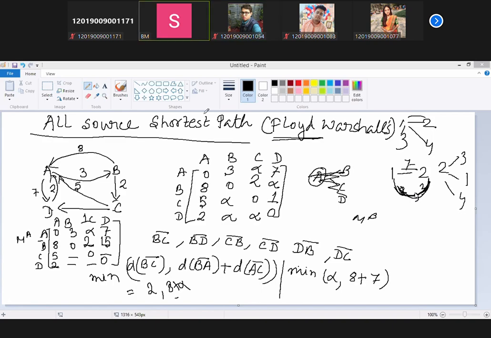Tell me the values. What is the value for CB? CB, it will be 8. Okay. CD? CD, it will be 8. DB? DB, I think it will be infinity. DC? DC, I have not found out yet. Okay, just do it. Let me write the matrix properly.